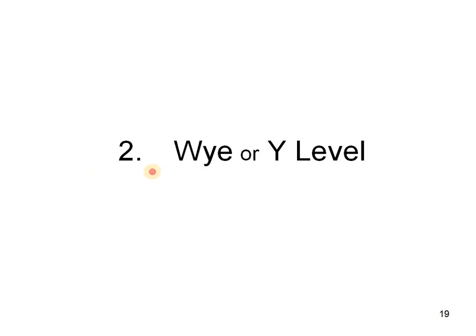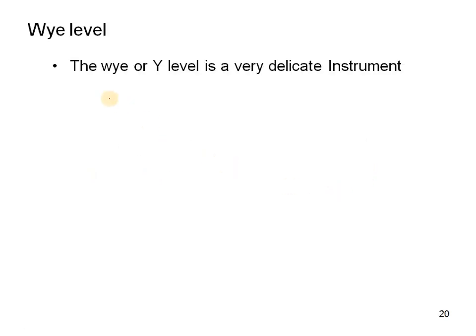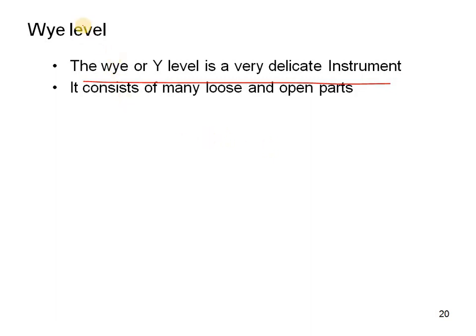And the next one is the Y level. So what is the Y level? The Y level is a very delicate instrument. So remember, this is a very delicate instrument and very costly also. It consists of many loose and open parts. As compared to the dumpy level, this instrument has very many loose and open parts.